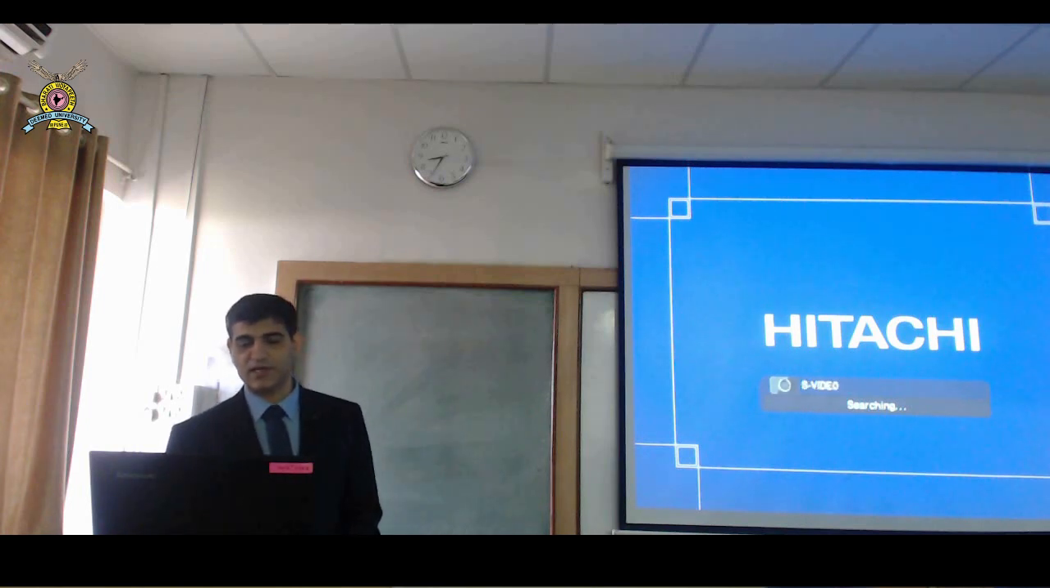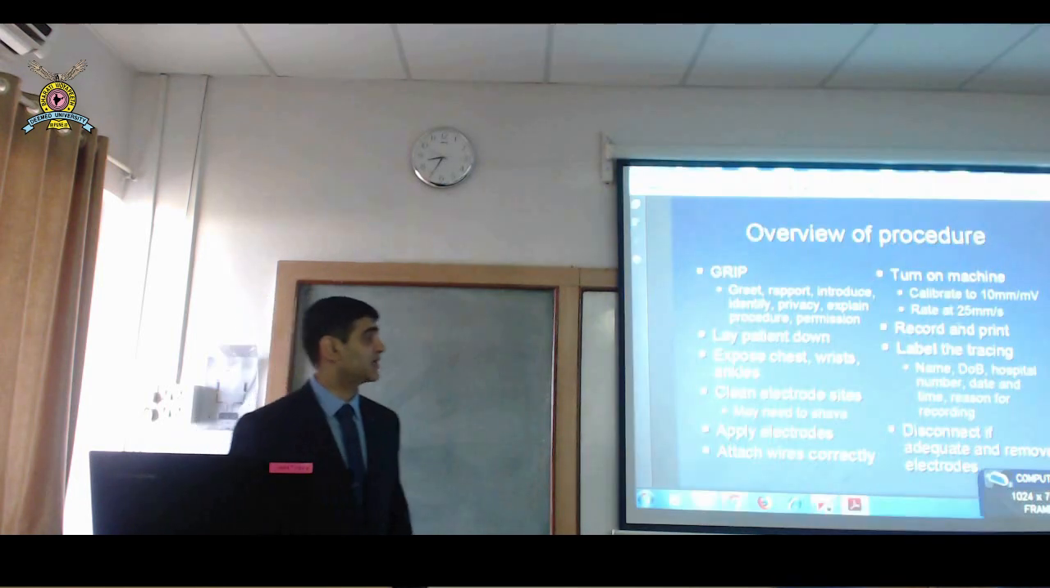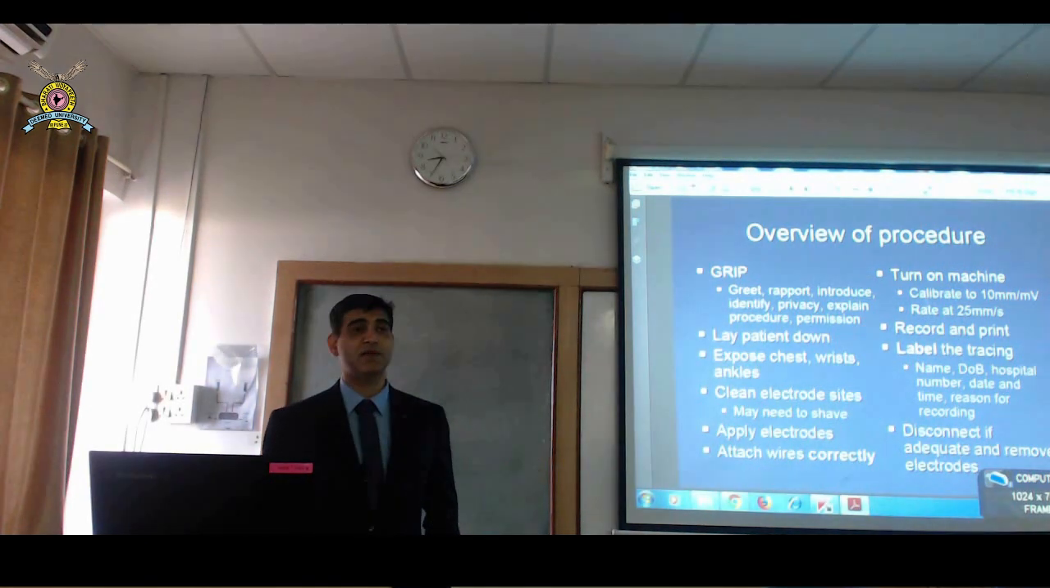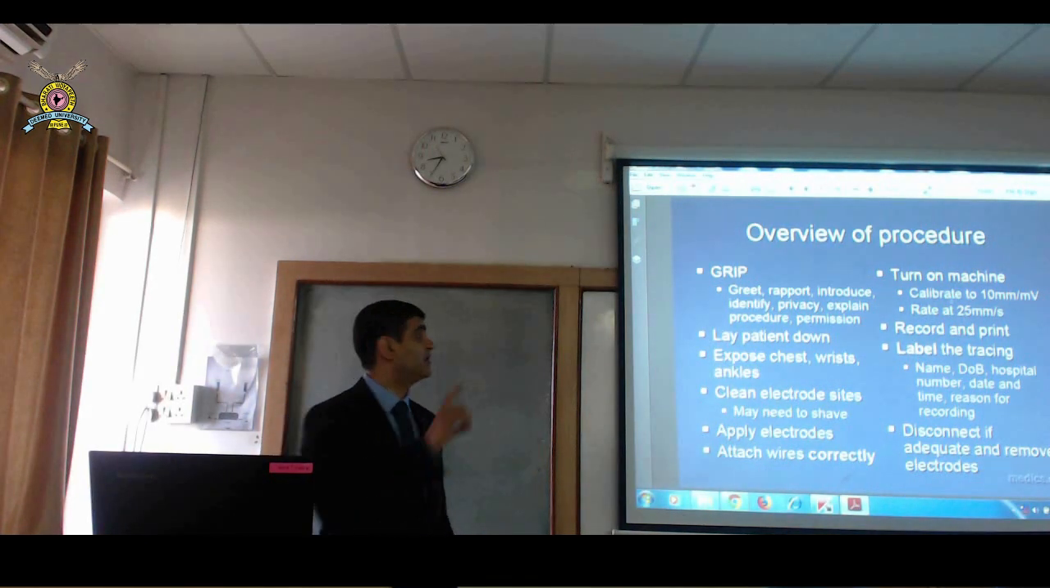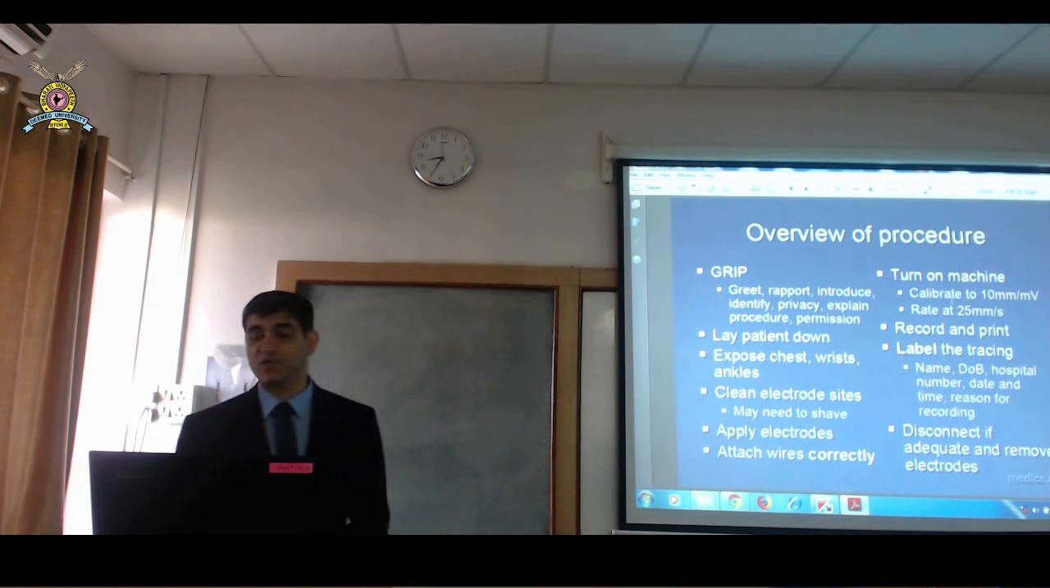So attach the wires correctly, then turn on the machine and calibrate it at 10 millimeters per millivolt, rate at 25 millimeters per second. This is the normal, standard calibration. As a cardiologist, we may increase or decrease these speeds, but most of the time we don't need to change anything. 10 millimeters per millivolt, and rate at 25 millimeters per second.